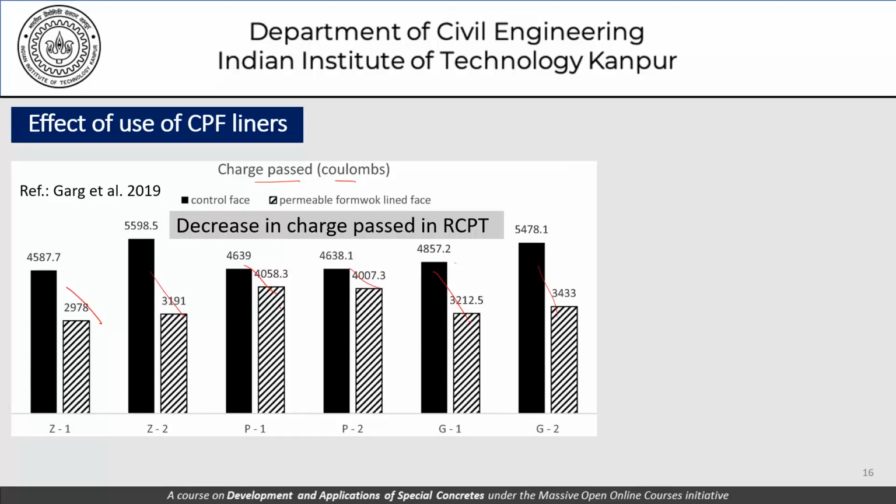The intent really is only an exposure to the phenomenon or the use of a CPF liner and carrying out some kind of an investigation to establish whether or not a particular CPF liner is effective.